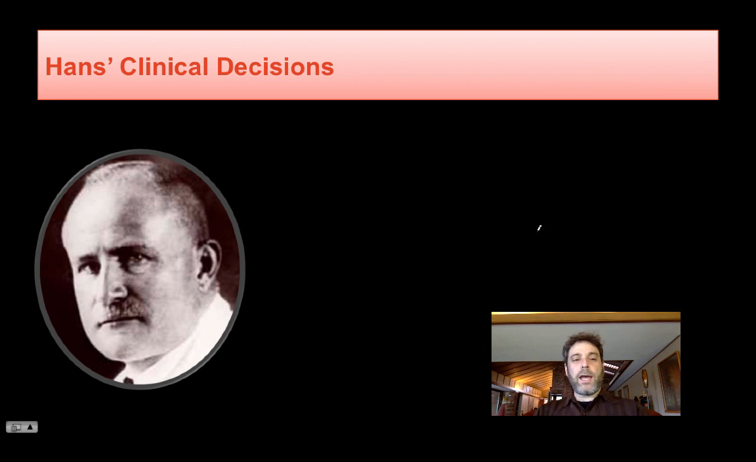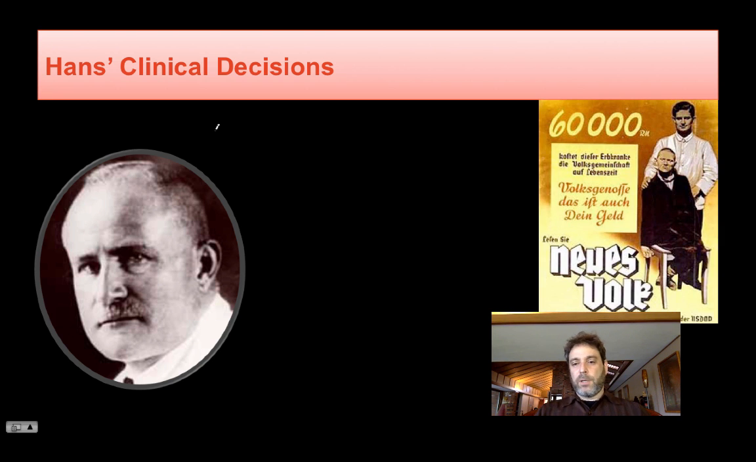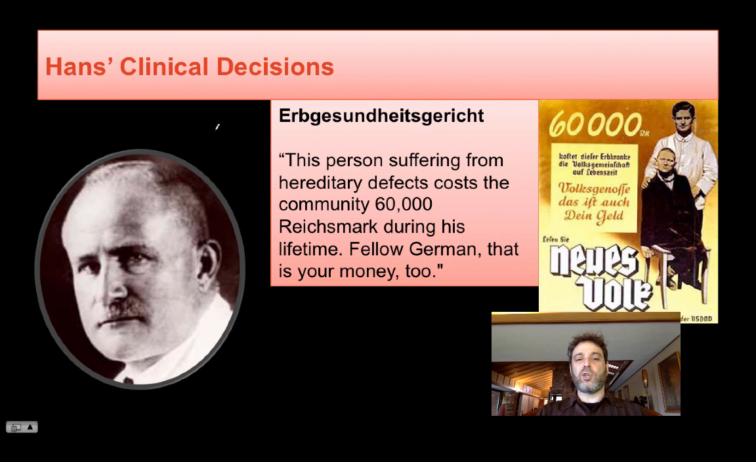So let's move on to Hans's clinical decisions. This is Hans Berger, one of the pioneers of electroencephalography. But you might have heard from one of my previous lectures that I have some reservations about Hans Berger, because he was involved in a body called the Erbgesundheitsgericht, which is the hereditary health court. It's a bit of an Orwellian term, because that hereditary health court used to sentence people to death based on genetic abnormalities or disabilities, and he was one of the arbiters in that court. So I'm not a big fan.